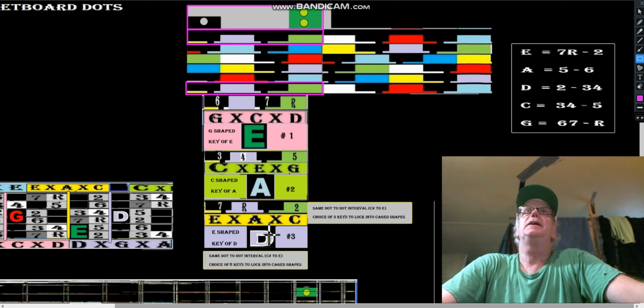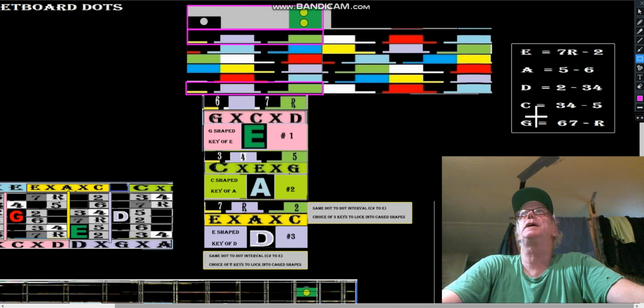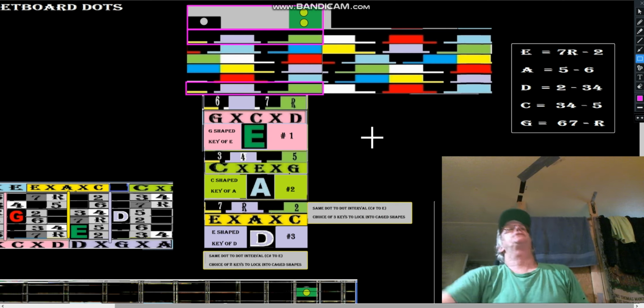And in the key of D, if we look at that E as the second, we've got ourselves an E shape, 7 root 2. Okay, so in the key of A, we've got a C shape, 3, 4, 5. In the key of E, we've got a G shape, 6, 7 root. These are the defining string shapes. So you have your three choices there.